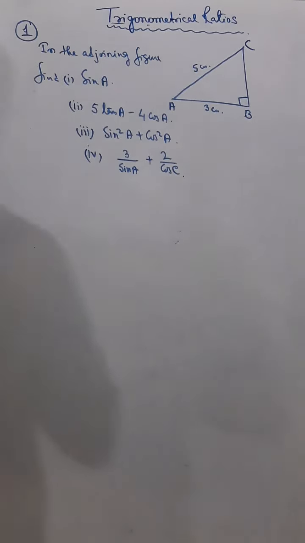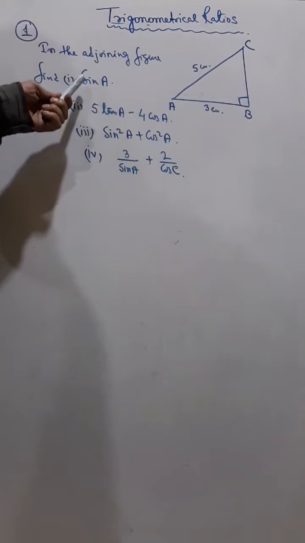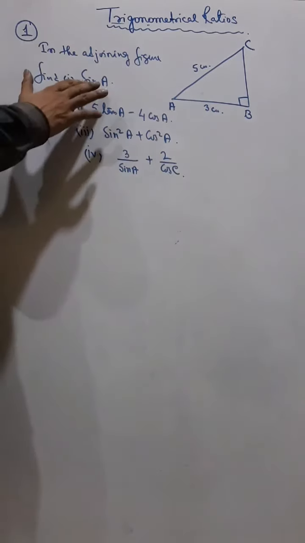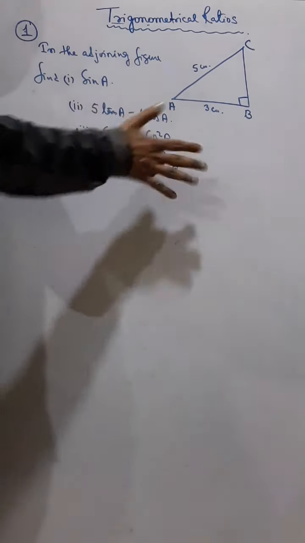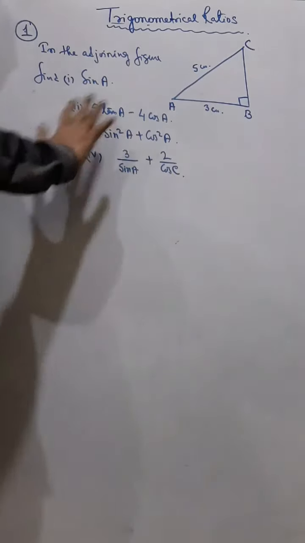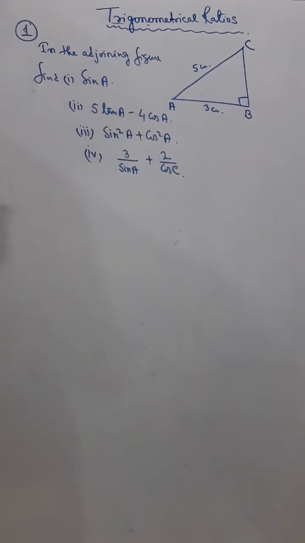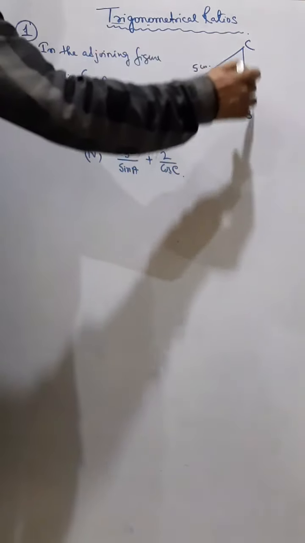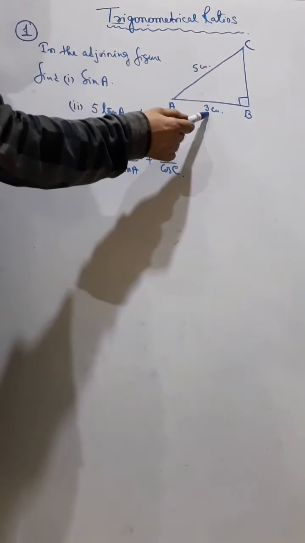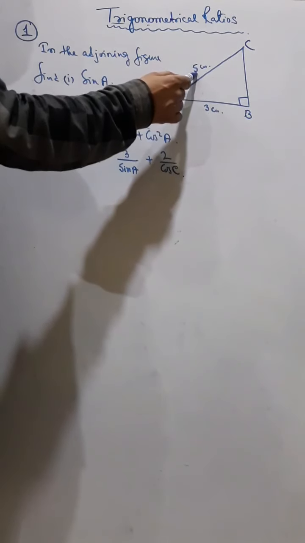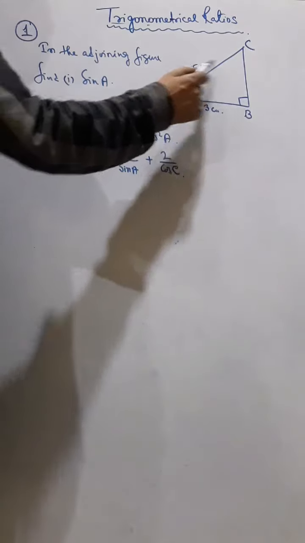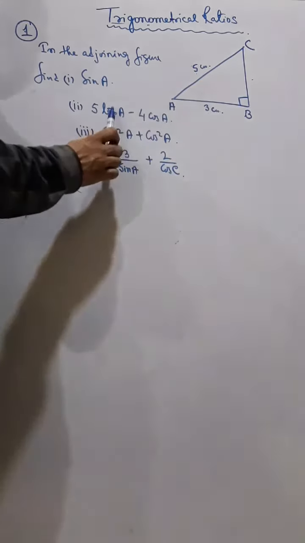Okay, now we can see some sums. Now they told here in the given figure, find all this. Sine A, 5 tan A minus 4 cos A, or sine square A plus cos square A, and so on. But first of all you have to understand that in this triangle, this side is 3 centimeter, this side is 5 centimeter, but you should know all the three sides to get all the ratios.